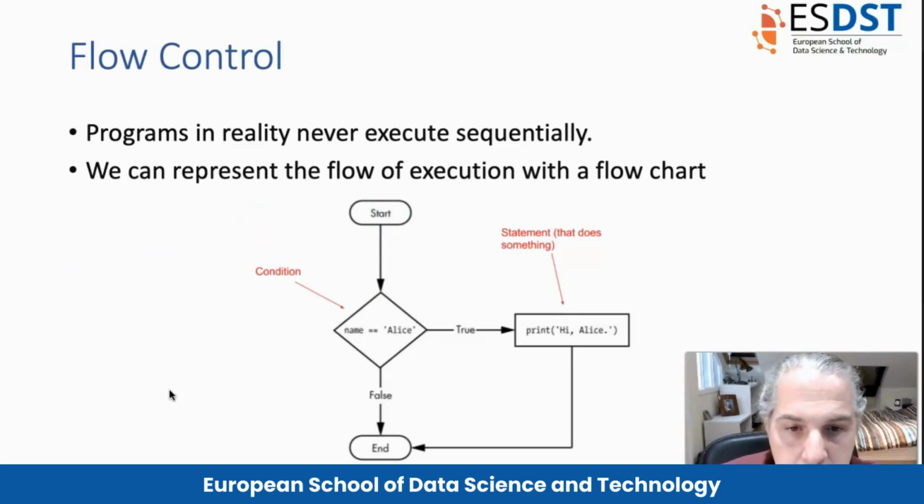For example, if you see this simple flowchart, we have a condition, which is normally a Boolean expression. We say name equal Alice. If this condition is true, the program will print hi Alice. Otherwise, the program will end. It's very easy to represent the flow of execution with a flowchart, and that is what we're going to use in our examples.